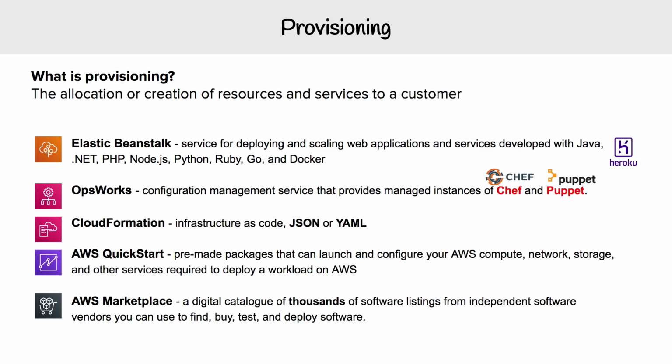Okay. I like to think of Elastic Beanstalk as the Heroku for AWS. So if you've ever used Heroku, it's just a service, not part of AWS, where you just upload your code and it just works, okay?